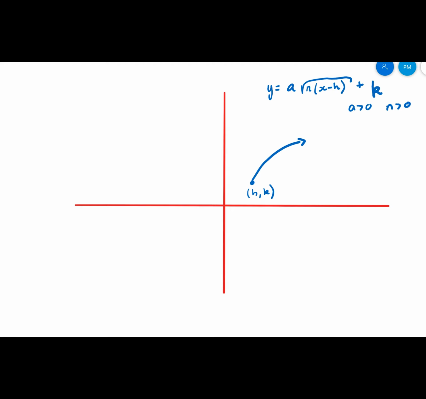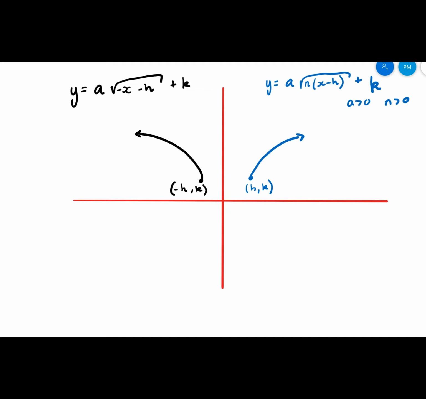Let's imagine this time that n was negative. Well, if n was negative, we multiplied it through, we might have something like a outside the square root of negative x minus h plus k. Well, now this whole thing is going to be flipped over to this side and move in the opposite direction. This time I'll have negative h, k, because if I tried to take that 1 as a common factor, I'll end up with x plus h inside. So this is the case where we've got a negative in there.